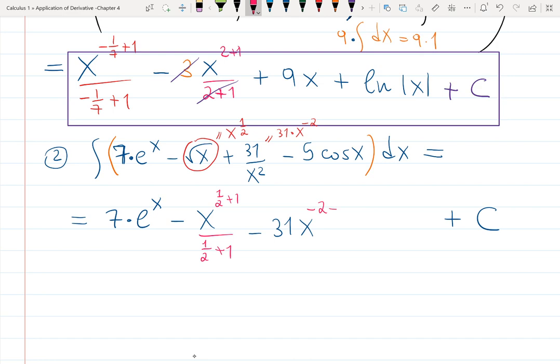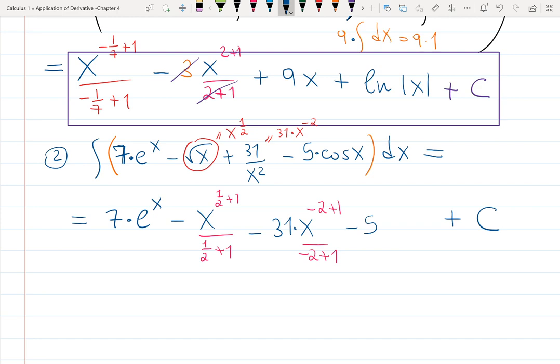-2 plus 1 over -2 plus 1. So I don't even calculate it right away, you see? I'm writing it like this for you to see exactly the process. And the last one is minus 5. Why those constants are all being copied? Just because when you differentiate, those constants will be copied when they multiply. Same thing as when you integrate.